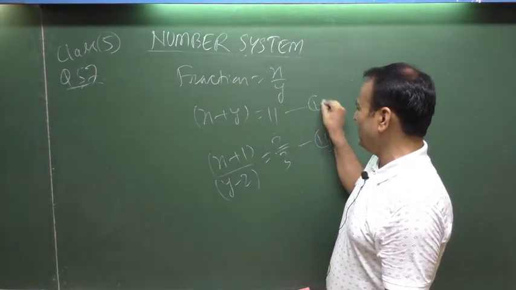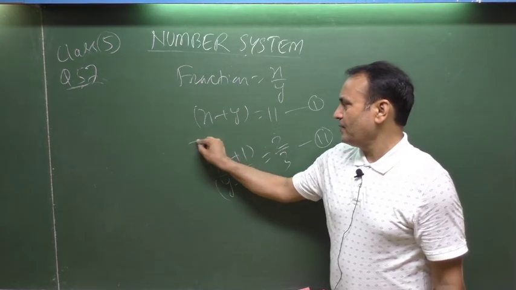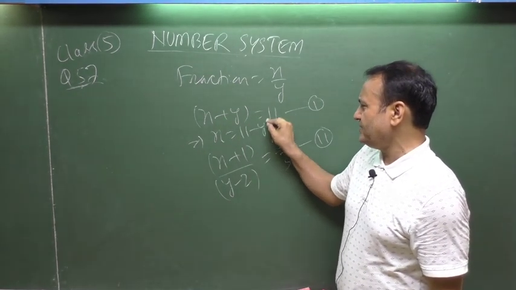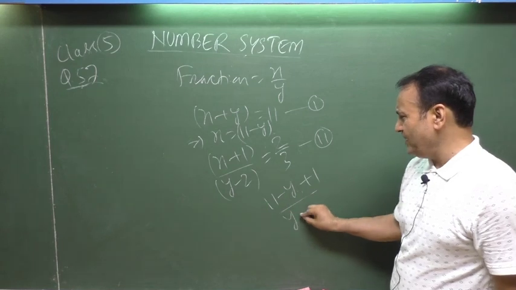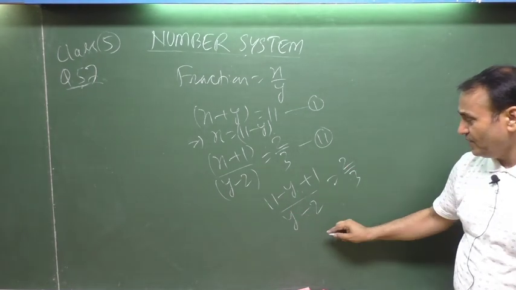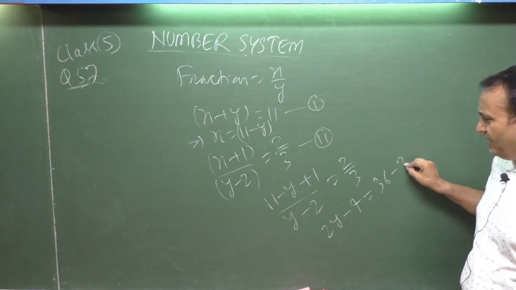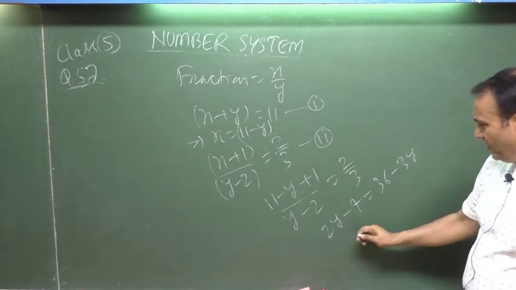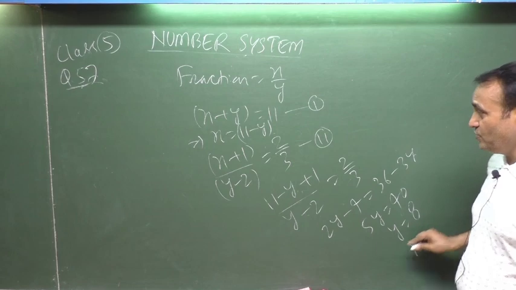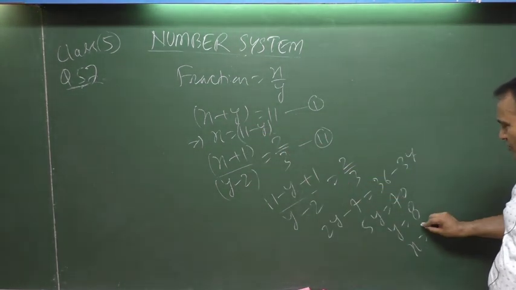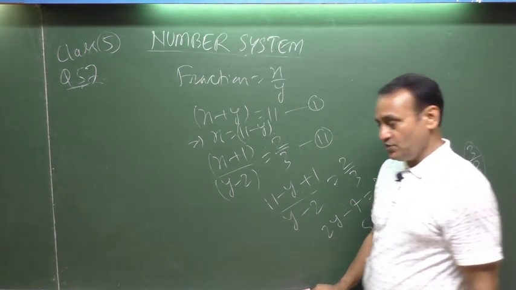What is the fraction? Two equations are given in the question. Now, if you put here, see here, x equals 11 minus y. So (11 minus y plus 1) by (y minus 2) equals 2 by 3. Now, this is 2y minus 4, equals 36 minus 3y. Now 3y plus 2y is 5y equals 40, y equals 8, and x equals 11 minus 8 equals 3. That's why x by y equals 3 by 8. This is your final answer of this question. Note down.